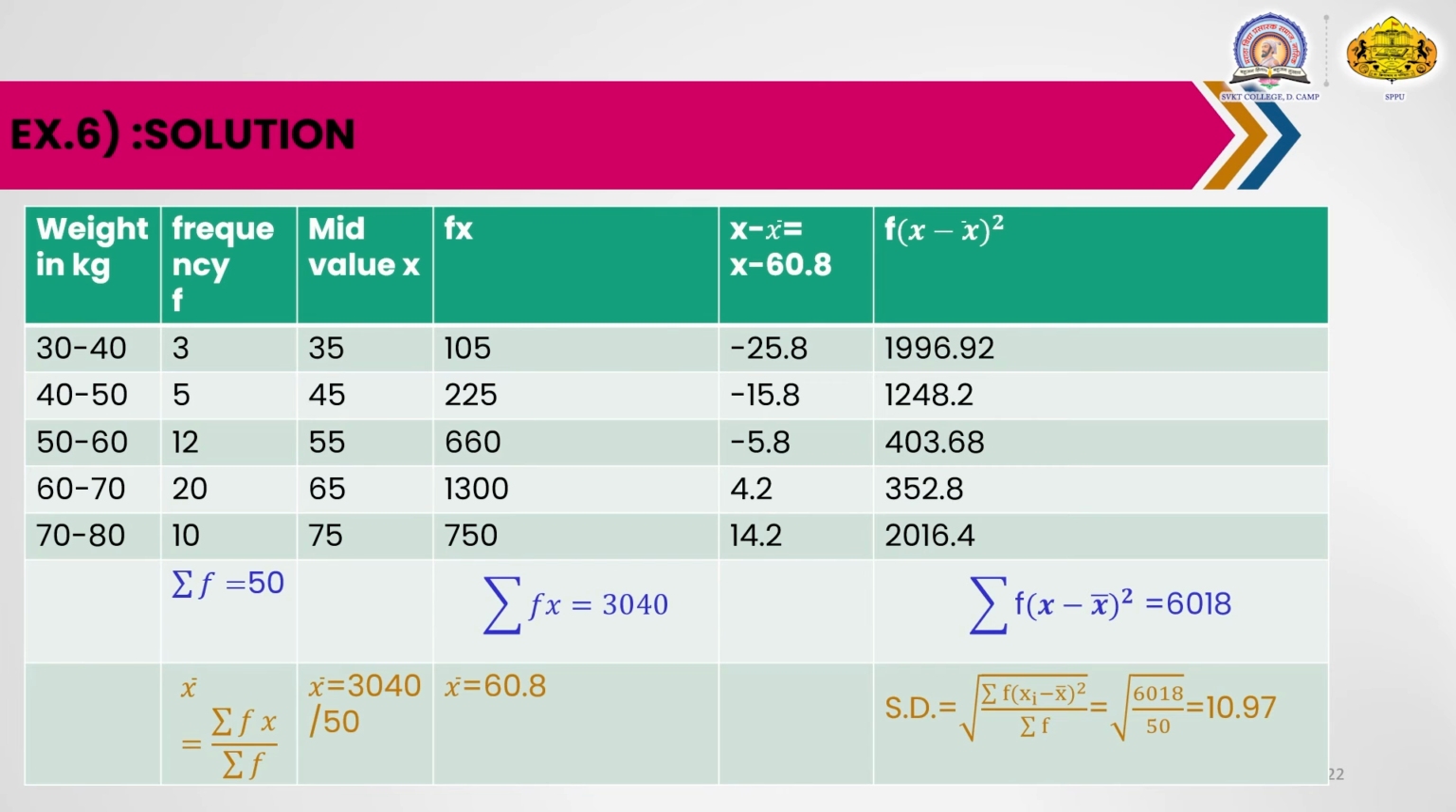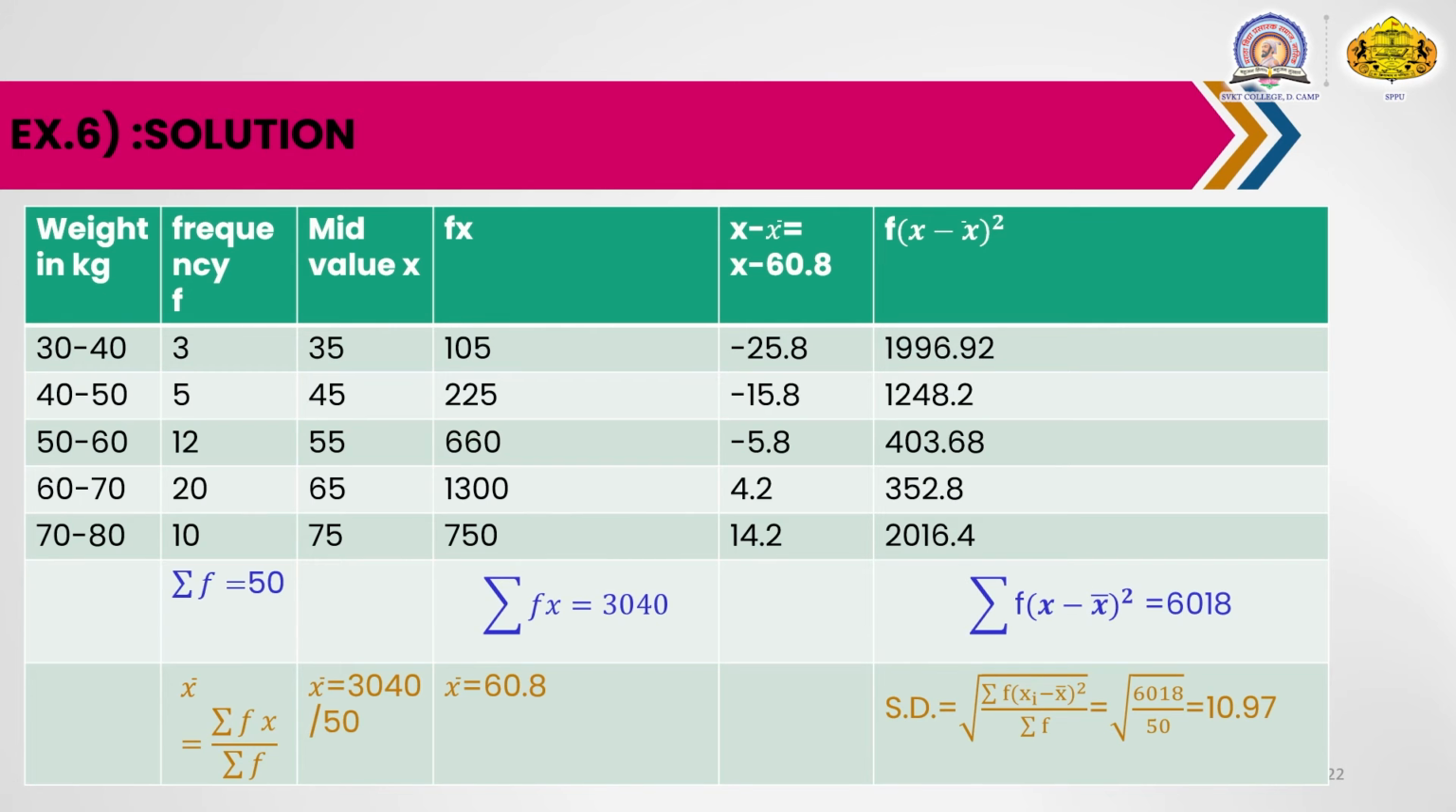So the mid value of the first class is 35, for the next class is 45, next class 55, next one 65, next one is 75. So all these are the mid values. I denote these mid values by x. These are our x1, x2, xn and the corresponding frequencies are f1, f2, fn.